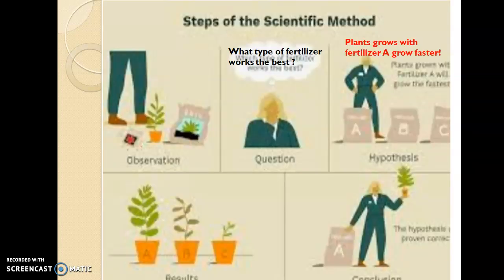This is a representation of the steps of the scientific method or scientific investigation. For example, the first one is observation. Here a person is observing the growth of a plant. Okay, then he is asking a question, that means defining a problem. That means we need to ask this question for this observation: what type of fertilization can be used for the better growth or the sudden growth of this plant?